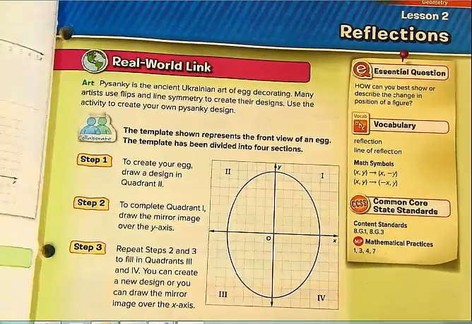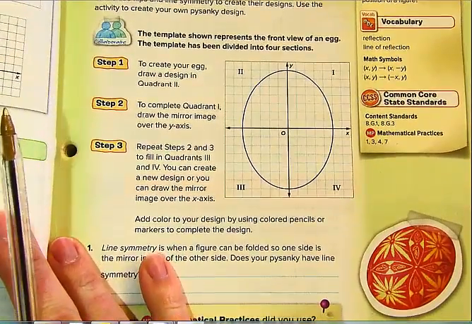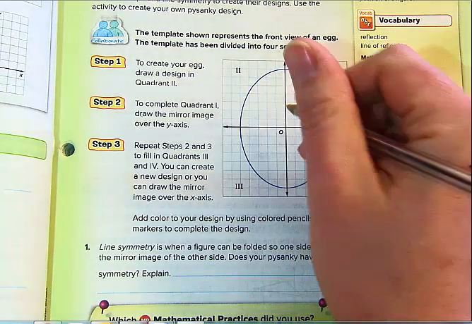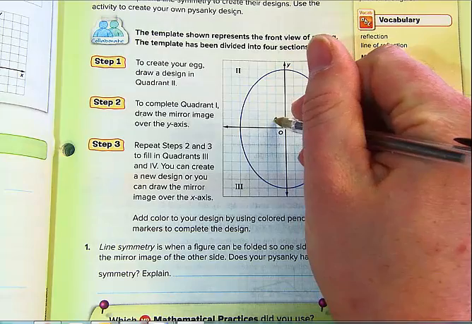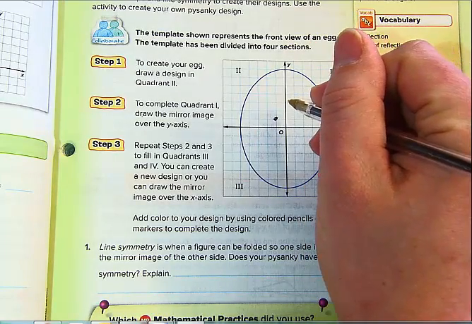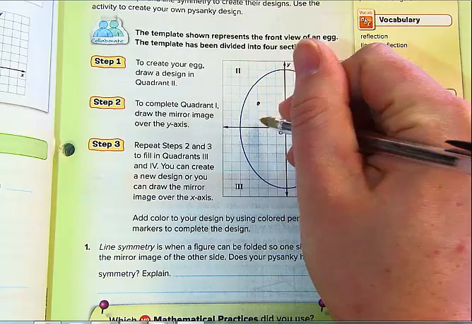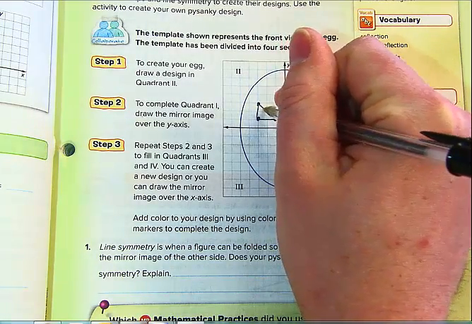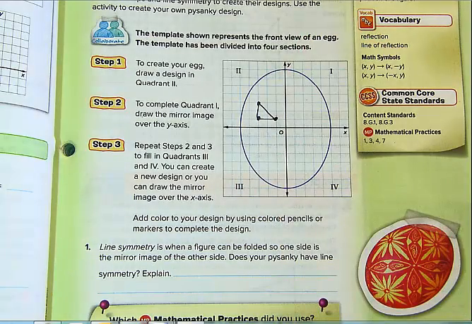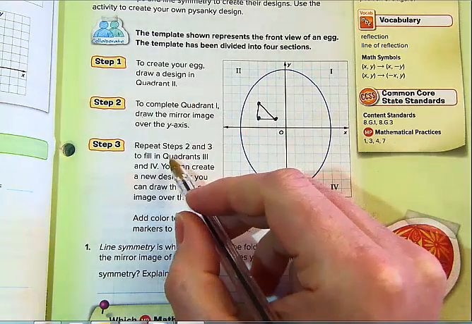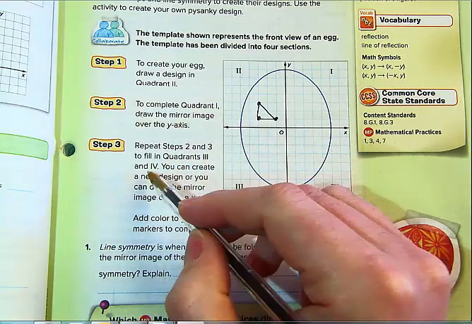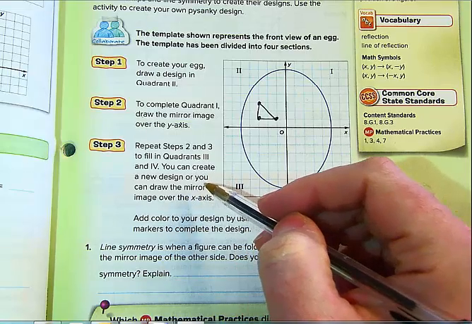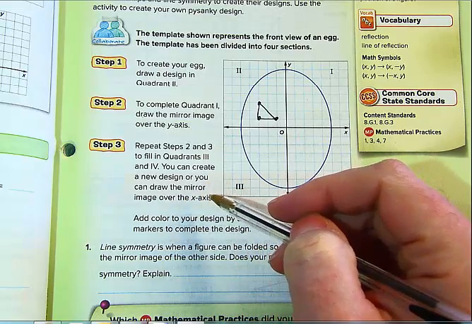So what we're going to do here to create our egg, and I'm going to just do a basic drawing here. You can get more complex if you want. I'm going to draw a design. So I'm going to start here, and then I'm going to make something here, and then there. Okay, so I'm just going to make a triangle here, and I'm going to connect my dots. So there's my design right there. Now I need to repeat steps 2 and 3 to fill in quadrants 3 and quadrant 4. And you can create a new design basically by drawing the mirror images of each other.